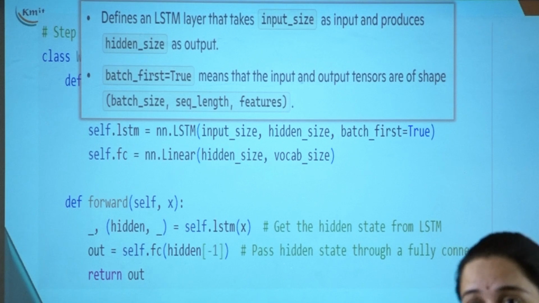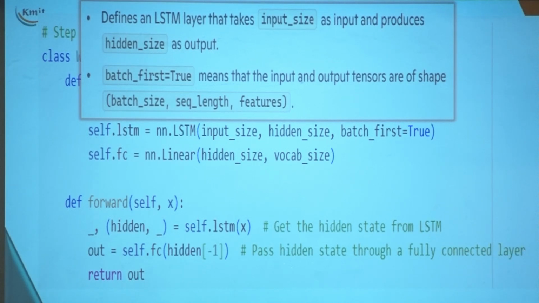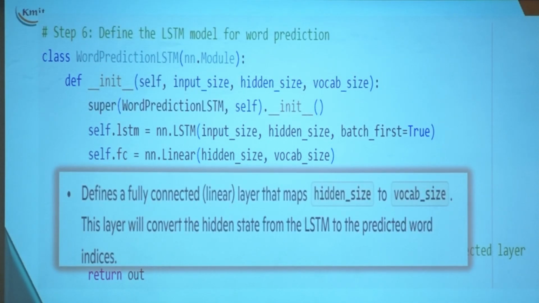The moment you place this batch first parameter as true, what is going to happen is, the output tensors and the input tensors shape changed. It is going to give it in terms of batch size first, sequence length, and then features. So once you make that particular thing true, it is going to affect the dimension of your input and output, wherein first will be the batch size, followed by its remaining parameters. Clear enough? Right.